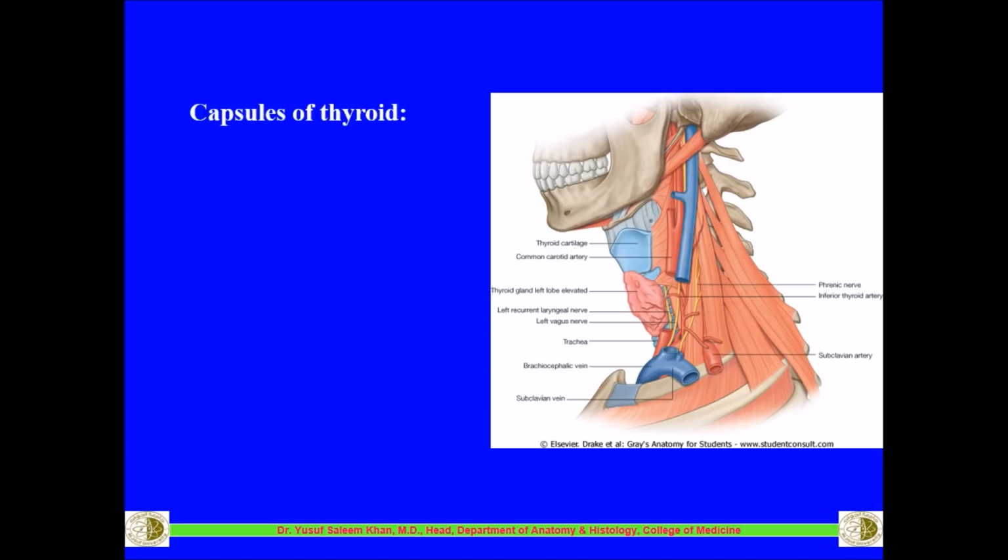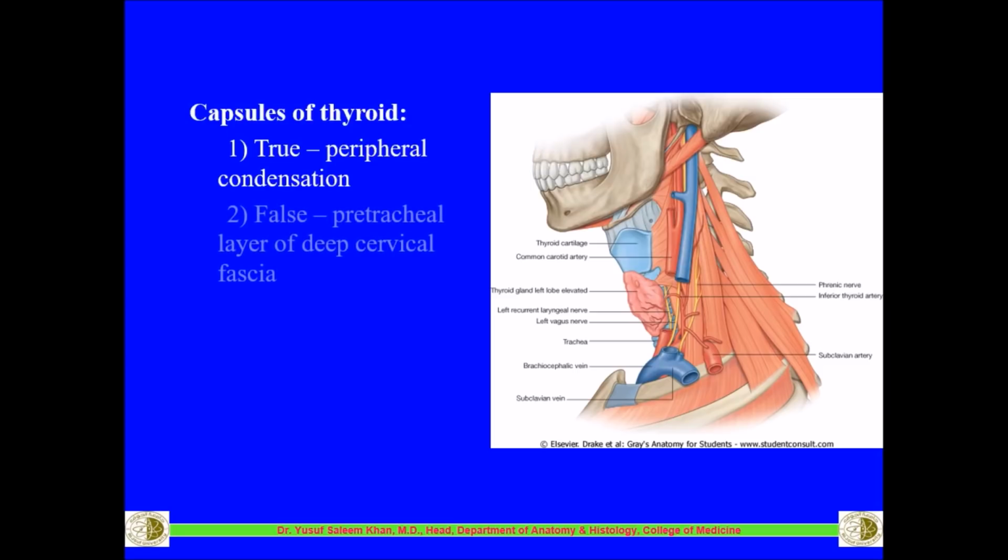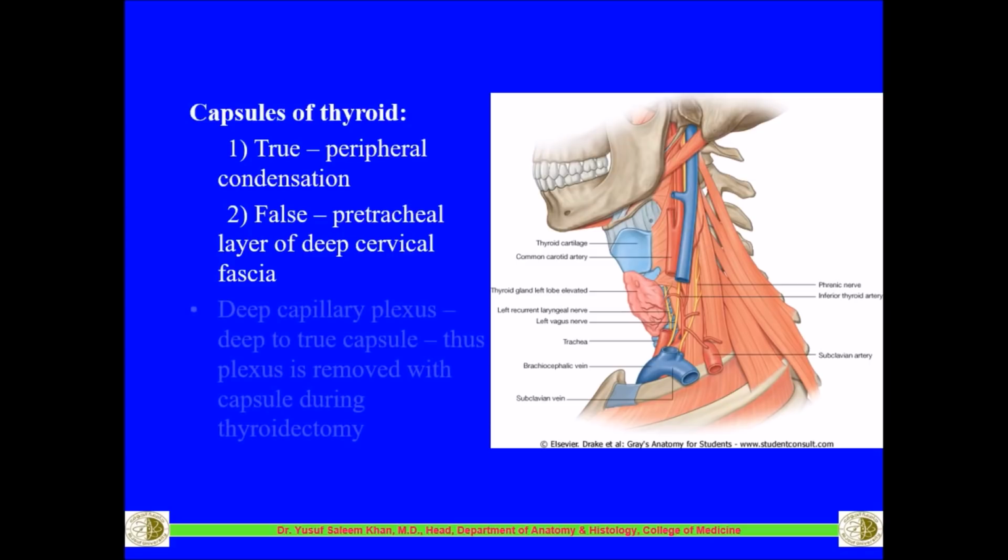Coming to the capsules of the thyroid gland, the capsules are of two types. One is the true capsule, which is nothing but the peripheral condensation of the whole of the gland, and the false capsule is outside. It is nothing but the fascia, the extension of the pretracheal layer of deep cervical fascia. So the true capsule is deep inside, and outside we have the pretracheal fascia, which is part of the deep cervical fascia and covers the thyroid gland itself. So that becomes the false capsule.